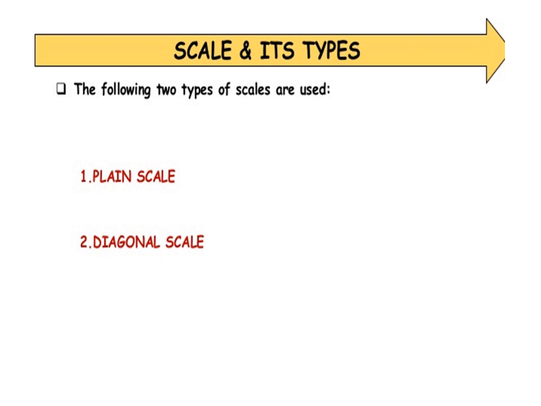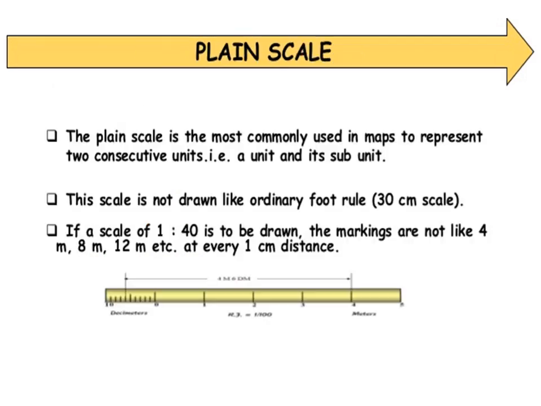This slide refers to scale and their types. Generally, plane scale and diagonal scale, these are the two scales which are used. So plane scale is the most commonly used in maps to represent two consecutive units, that is unit and subunit. The scale is not drawn like ordinary foot rule. If a scale of 1:40 is to be drawn, the markings are not like 4 meter, 8 meter, 12 meter, etc. at every 1 centimeter distance. So this is called plane scale.